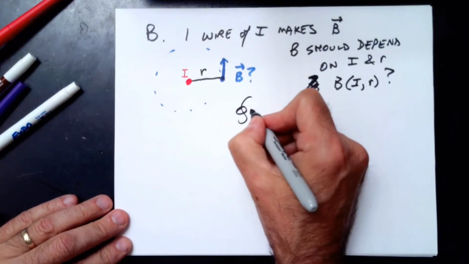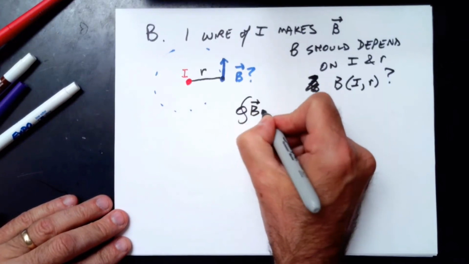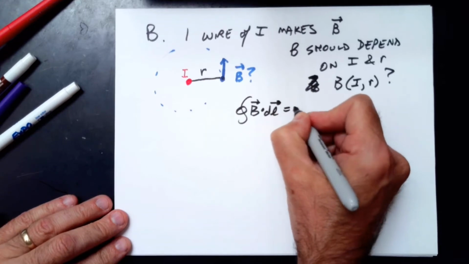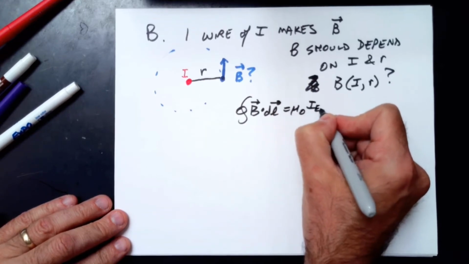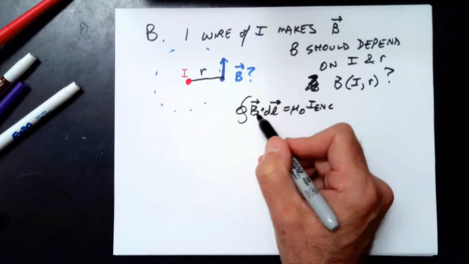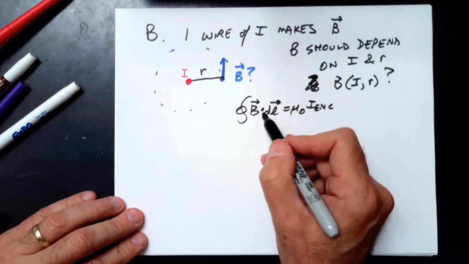So I'll write Ampere's law very quickly. B dot dl equals mu 0 I enclosed. But you're never actually going to use this as an integral. This is just a reminder of what it means.